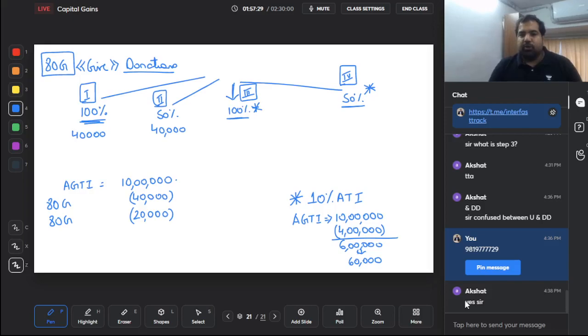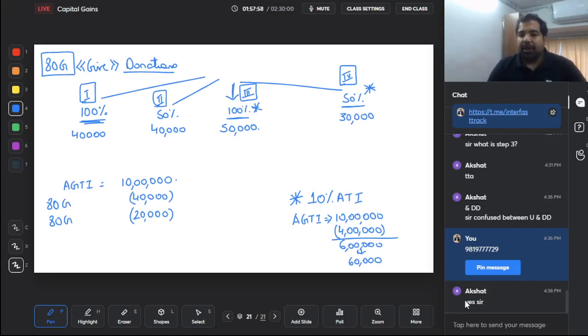Now let's say you donated here 50,000 and you donated here 30,000. Let's now see how it works and how much deduction can I get for the third and fourth category. Guys, first and second category, if they come in the exam, you don't need to worry at all, because first and second category don't need any of this calculation. This calculation is only for the third and fourth category. Let's see how it goes now.